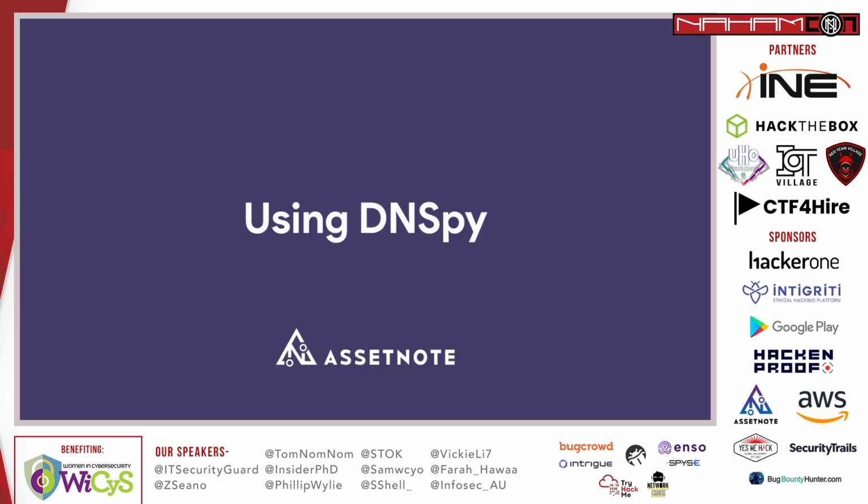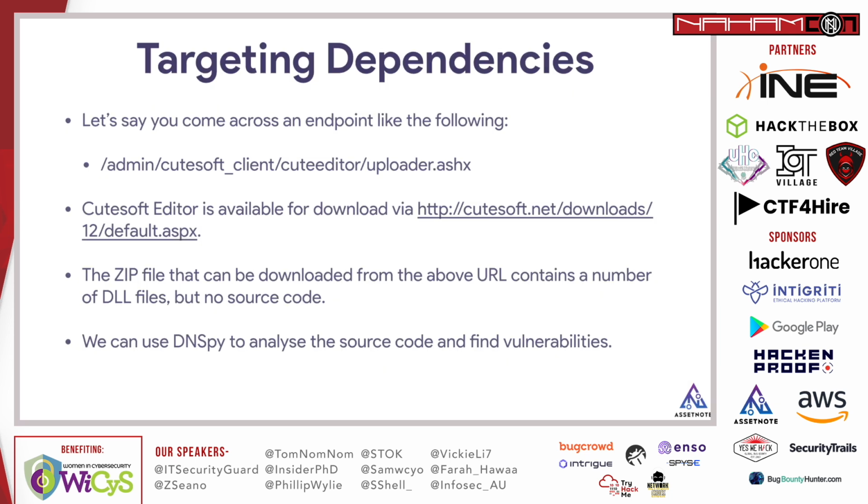The other thing that I think is really important to know when you're hacking IIS applications is using DNSpy. DNSpy is an open source project. You can grab it from GitHub. But let's say in this example, you were targeting a dependency. You were trying to brute force a .NET server and you came across this folder called Qtsoft Client, Qt Editor uploader.ashx. Now you might be wondering, are there any vulnerabilities in this uploader.ashx file?